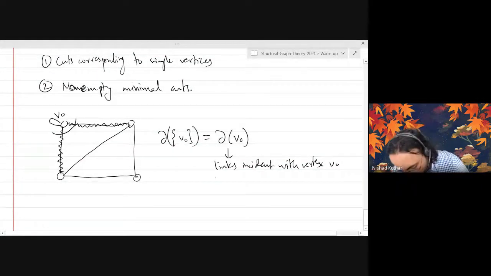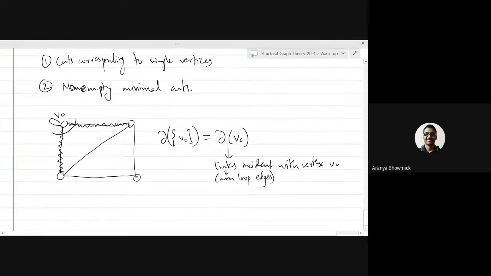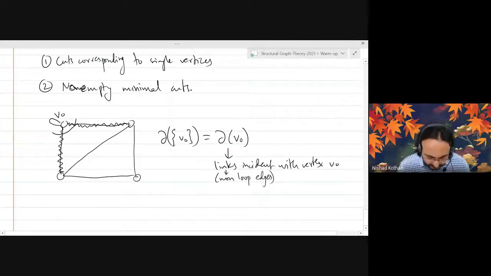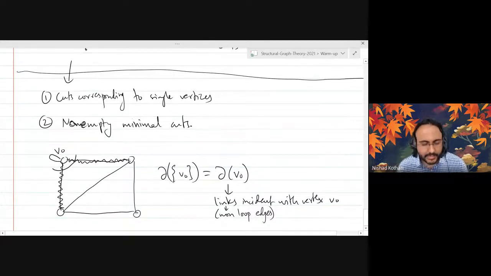To remind you, links are non-loop edges. By the definition of edge cuts, a loop cannot be in partial of V0 because it has both endpoints in V0. That's right, exactly. That's exactly the point I'm trying to emphasize. A loop is actually not part of any cut.